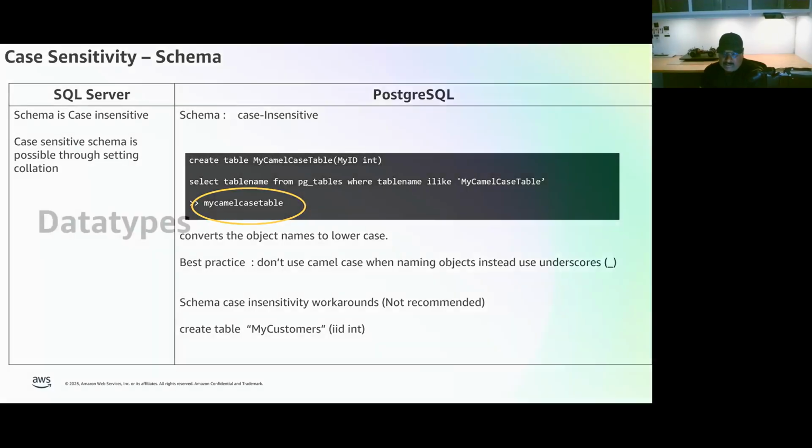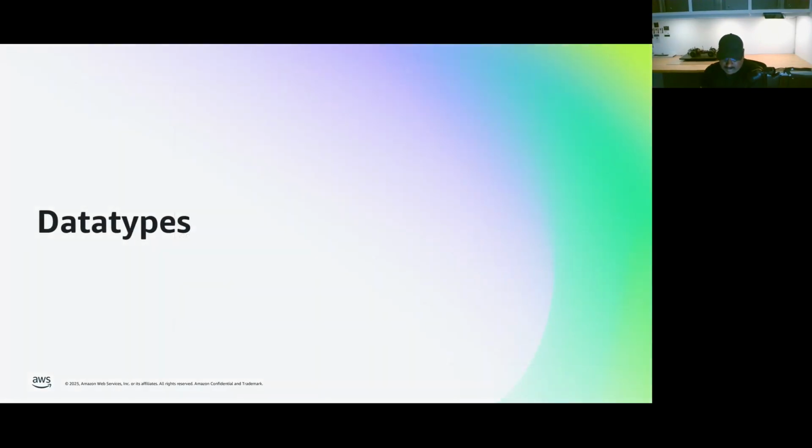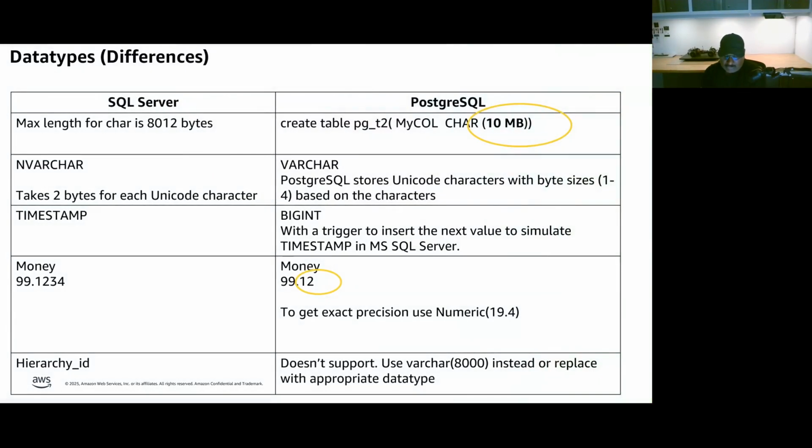And the next one is data types. Most of the data types are common between SQL Server and Postgres, but here I'm highlighting the data types which you need to pay attention to. Starting with the char data type. The char data type in SQL Server has a max length of 8,000 bytes, because that's the total size of the page. But in Postgres, you can create the char data type up to 10 MB.